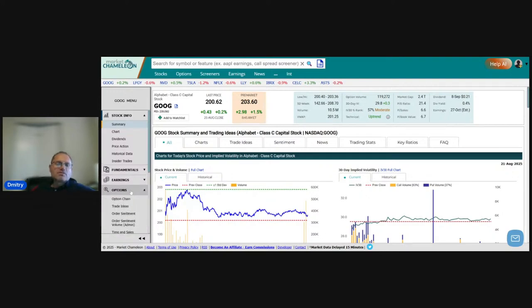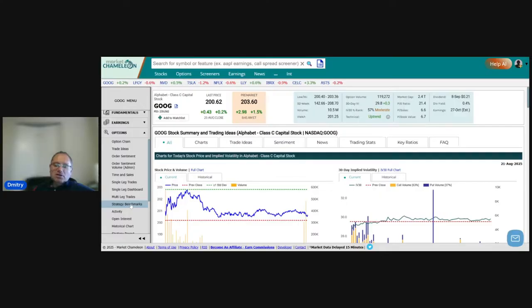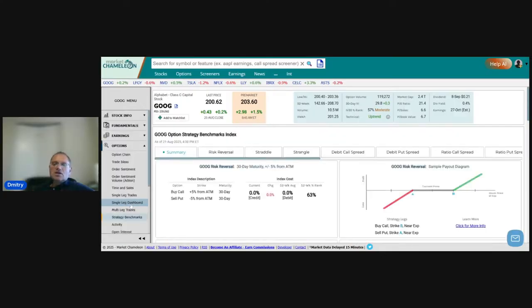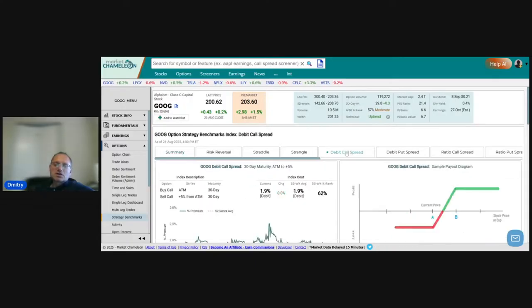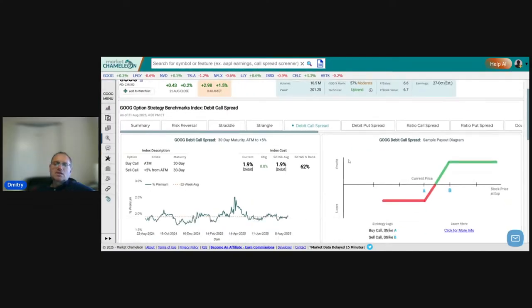So under options, let's go to strategy benchmarks and click on that. And let's do maybe a call spread. So over here, we have these tabs and we have this call spread. I'm going to click on that. And this gives us a strategy benchmark for a call spread. So I'm going to click on this menu to minimize it, expand our screen.